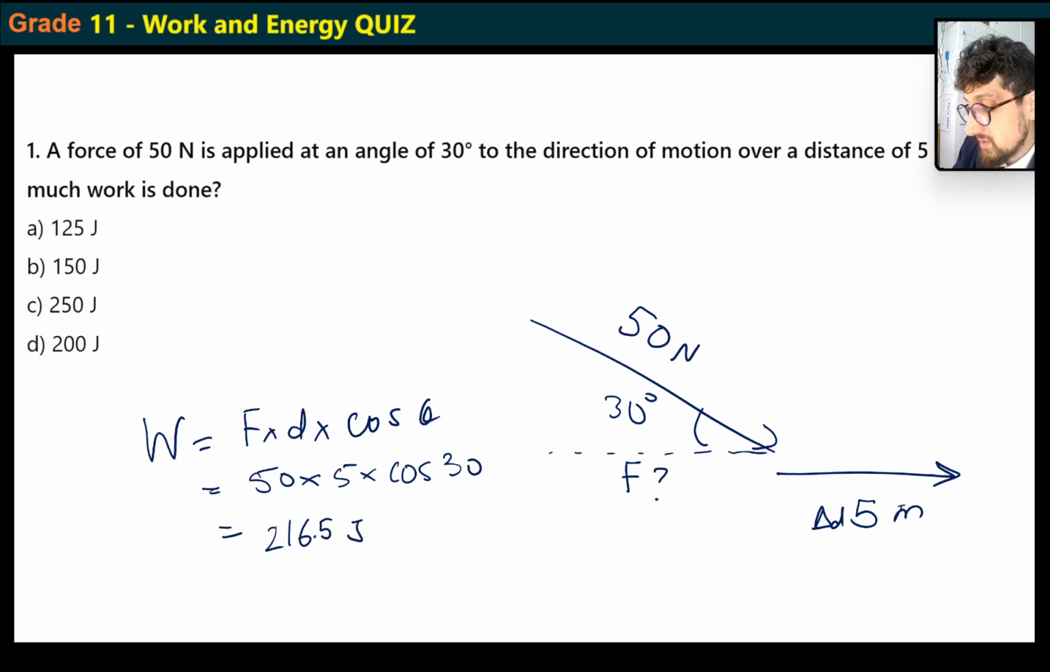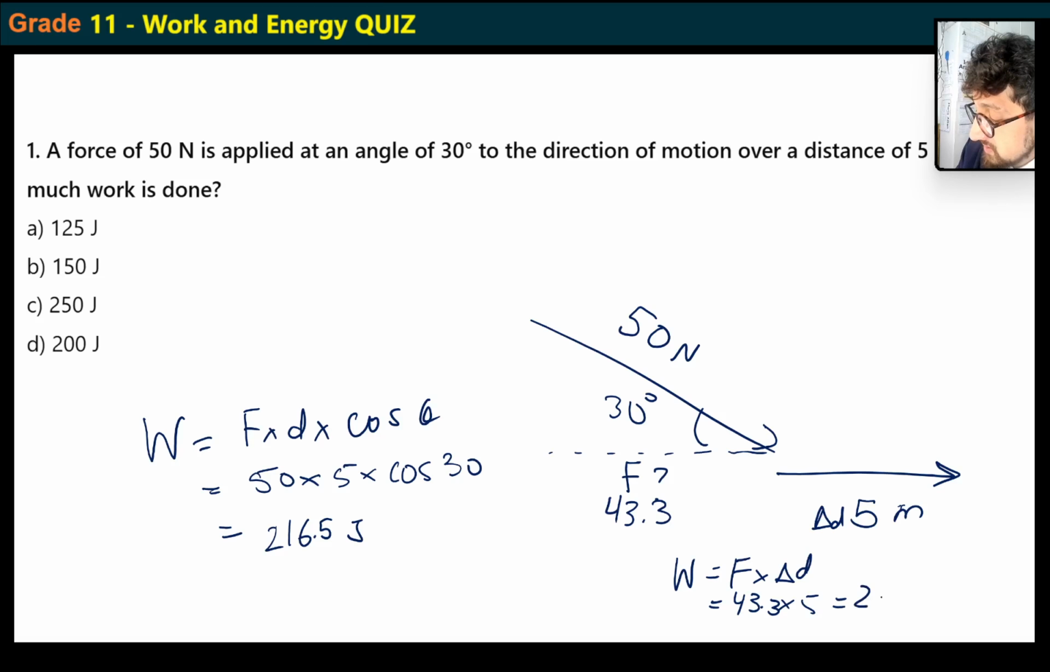The other way you can do it is by finding the force, which is SOHCAHTOA. So cosine of theta, it's exactly the same. Cosine of 30 multiplied by 50 gives you 43.3. Then work equals force times displacement, which is 43.3 multiplied by 5, equal to 216.5. Now notice none of the answers is 216.5. The closest one is 200.